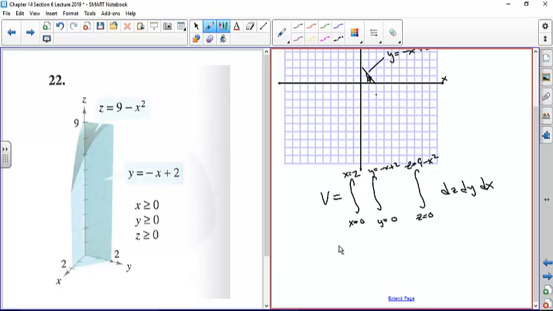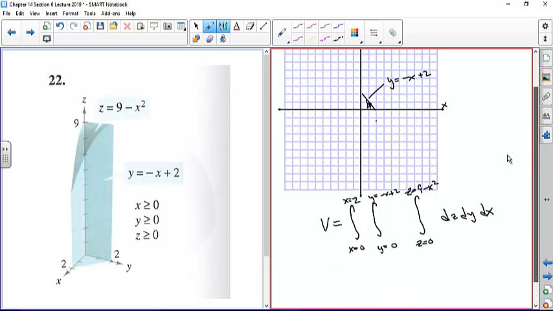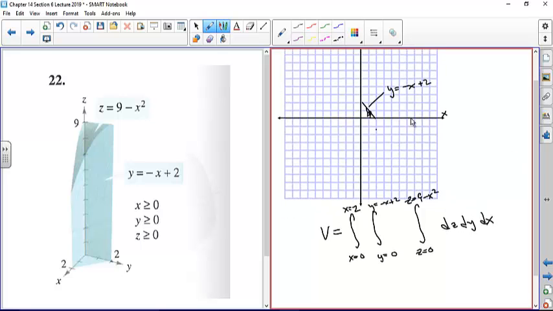And it would just be, you could switch these two, except if you switched the x and y, you'd have to take this equation and solve for y, which becomes basically the same thing. So if you solve for x, you get x equals negative y plus 2.